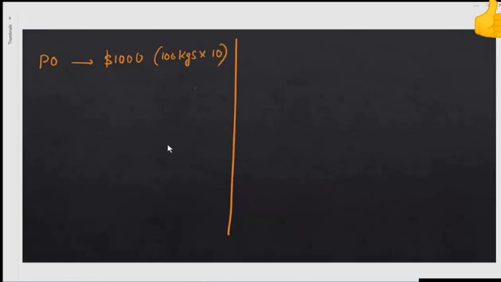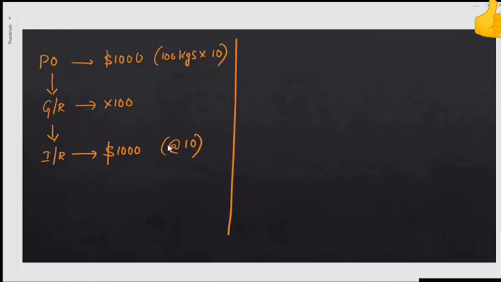Meaning, say the price of a purchase order is $1,000, 100 kilos of coffee at $10 per kilo. Then you receive the goods for a quantity of 100, and then you do an invoice receipt for say $1,000 at $10 per kilo.